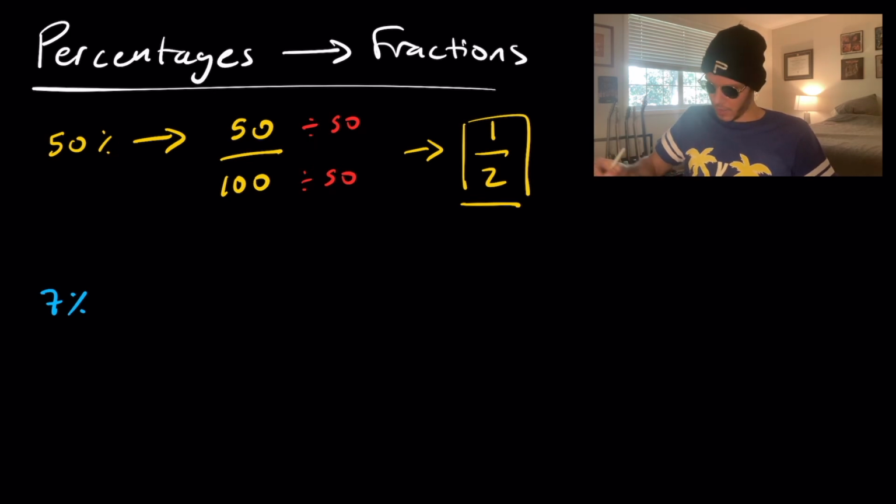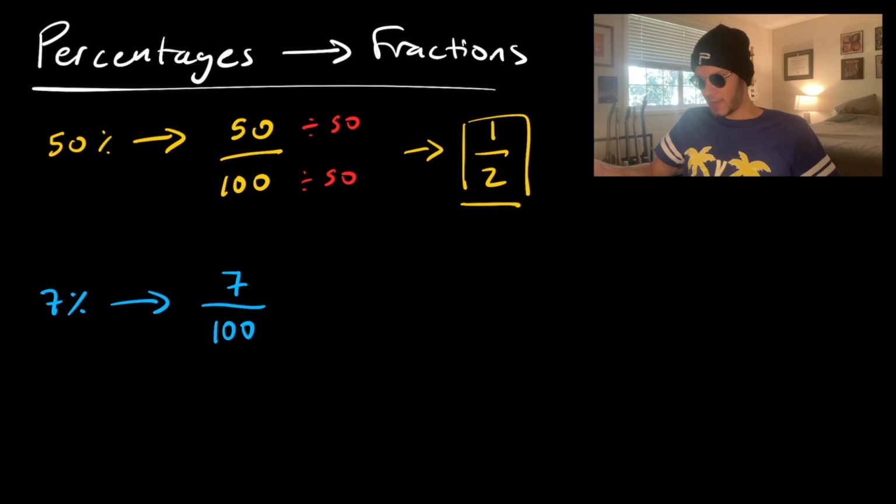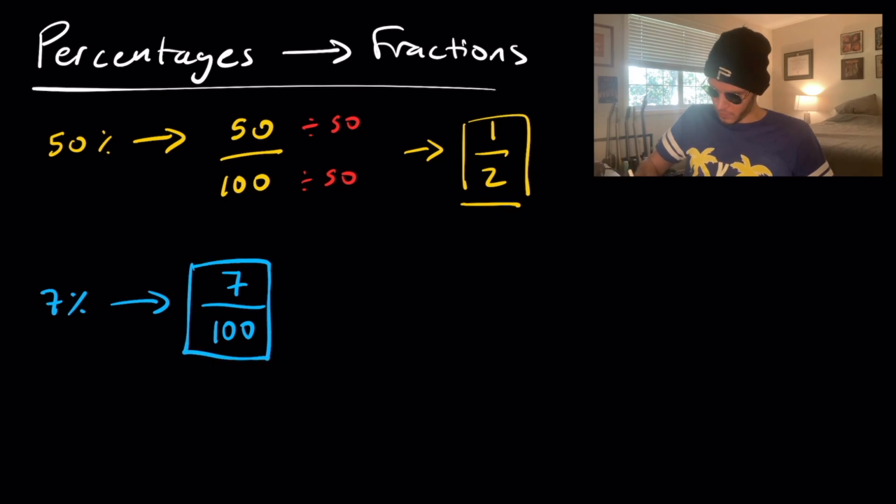7%, same thing. So anytime I see percent, that's for each 100. So I'm going to have 7 for each 100. And then I'm going to simplify this fraction. And there are no numbers that can evenly go into 7 and 100. So this is our most simplified fraction from 7%. So 7% as a fraction is 7 out of 100.